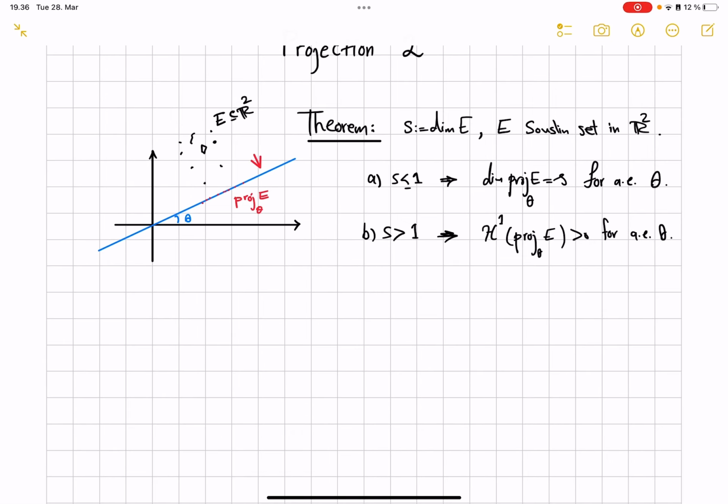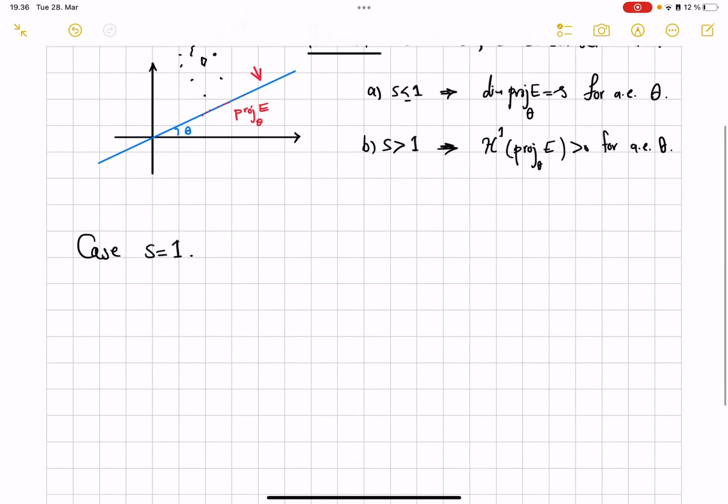So the reason for this second video on the topic is to get into the details of the case of S equal to 1, which is the interesting case because it's an integer. So in this case, we will see that there are 2 distinct behaviors depending on how nice the set E is. And to motivate that, let's look at some examples.